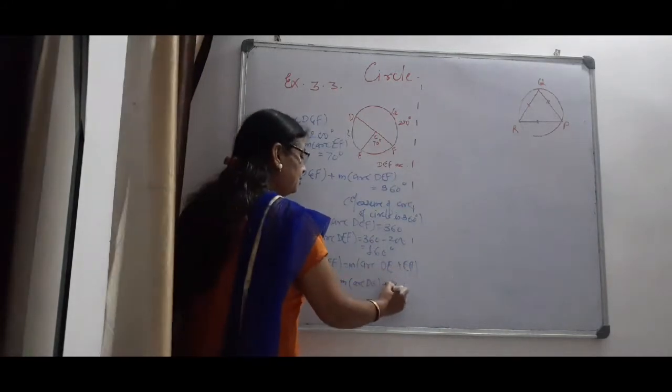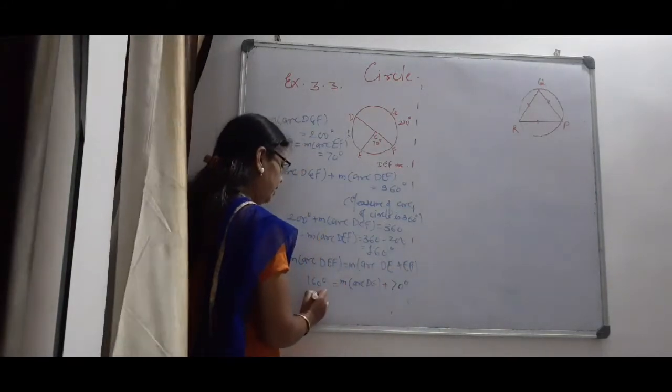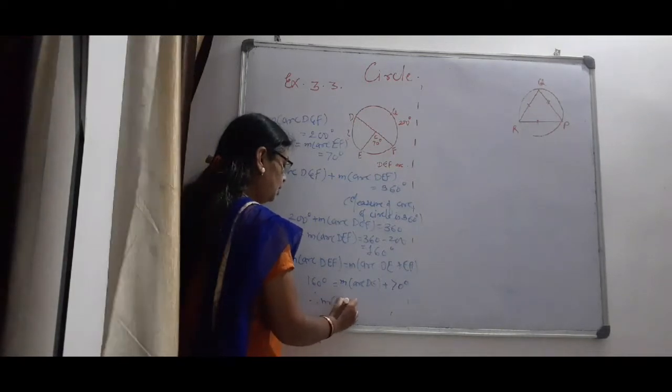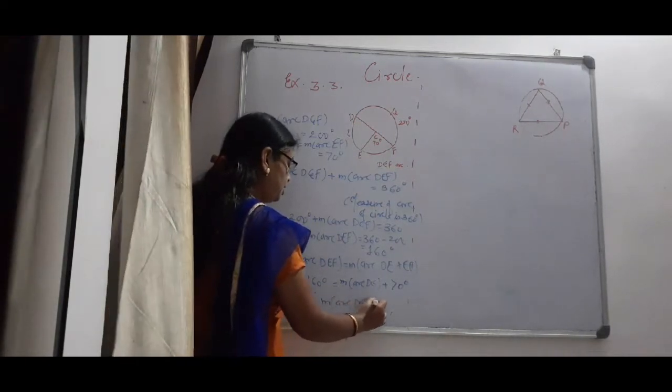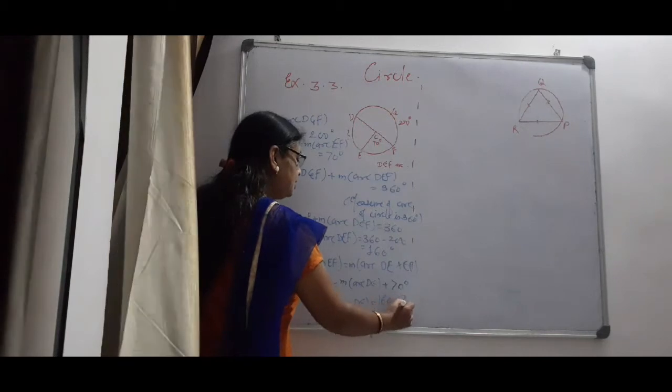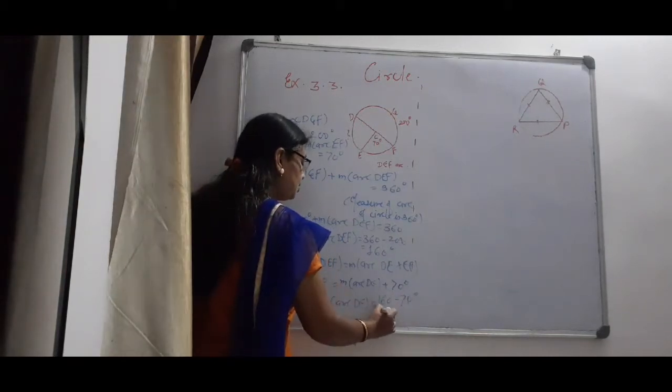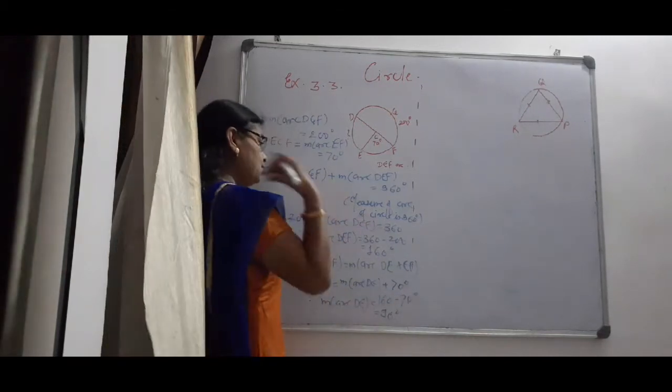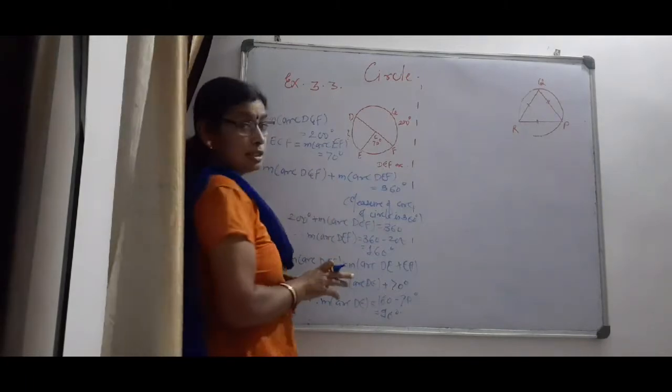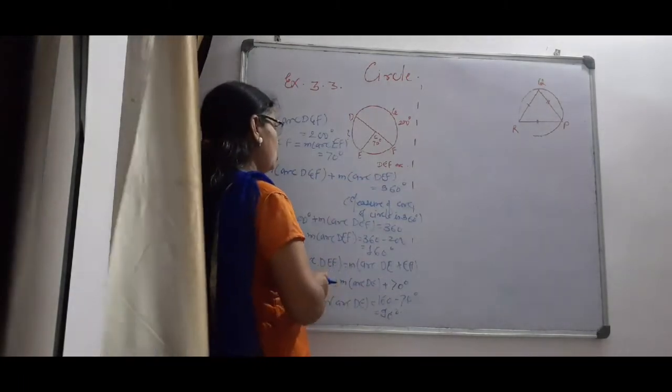So measure arc EF is how much? 70. And then you get measure arc DE is equal to 160 minus 70. How much? 90. In this way you have to use the addition, subtraction and then sum of measure of arcs.